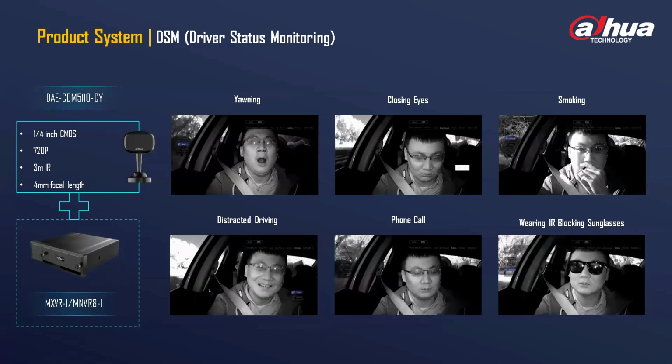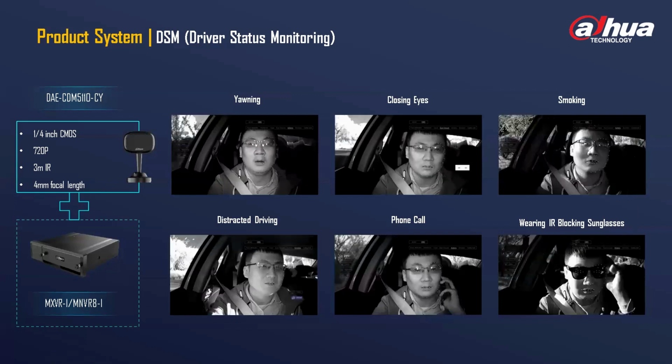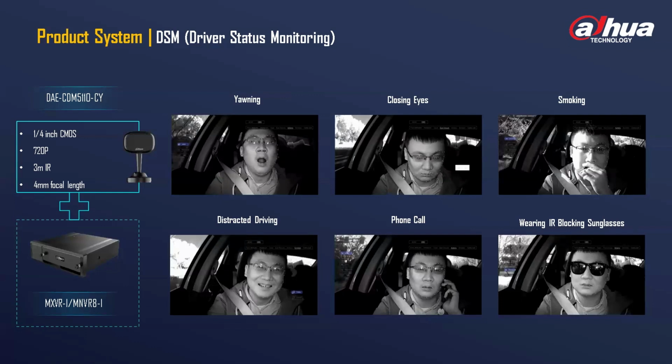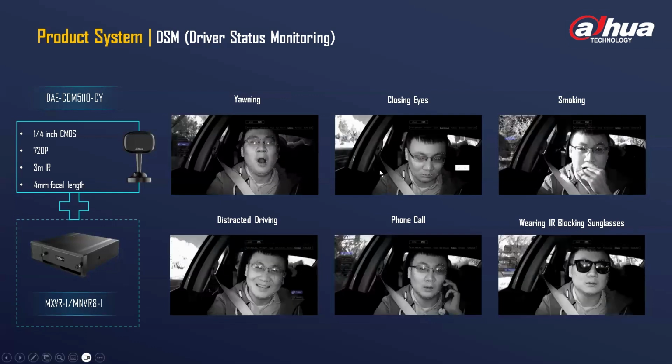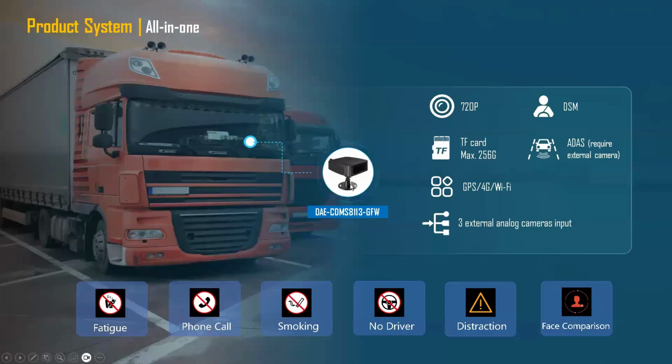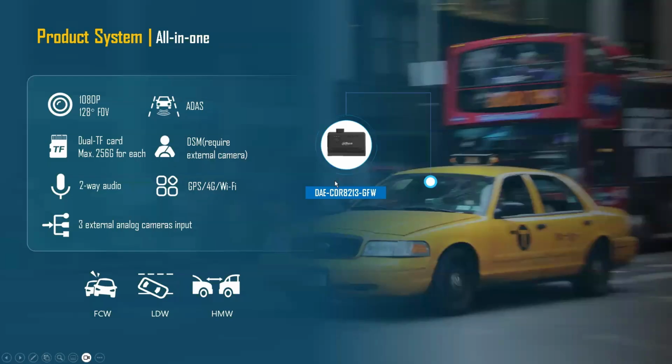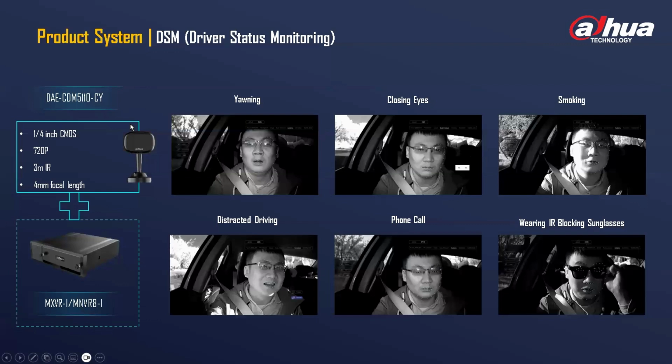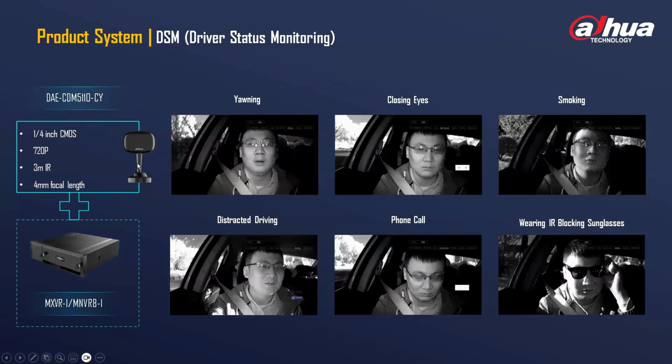Then for the all-in-one advanced driver assistant camera, which camera is supported? I mentioned 3 external analog cameras input. So the answer is 3 external analog cameras input. So this model will require this specific camera as one of the 3 cameras.